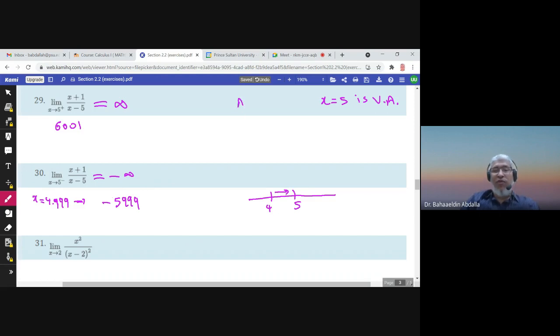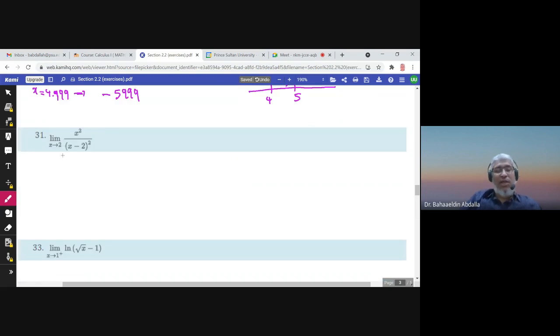So from these two graphs, you understand that the line 1, 2, 3, 4, 5, this line, x equals 5, is a vertical asymptote of this function. And when we approach 5 from the right, the function goes to infinity. And when we approach 5 from the left, the function goes to negative infinity. So we know the behavior of the graph near the vertical asymptotes.